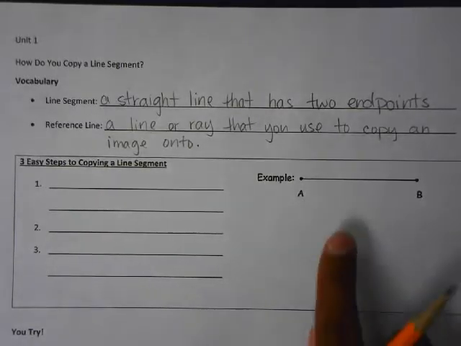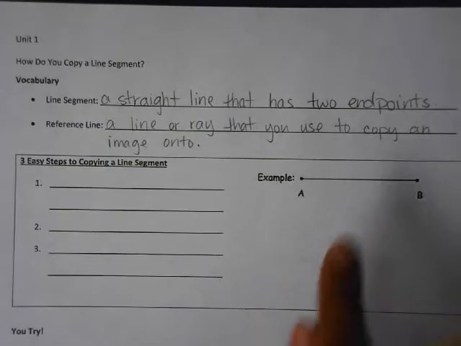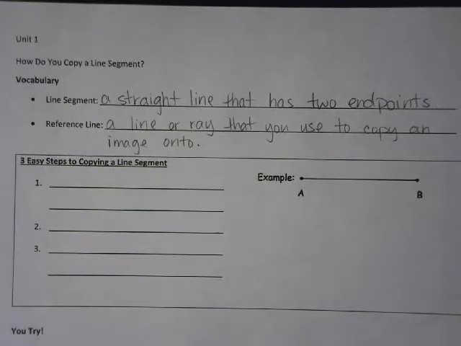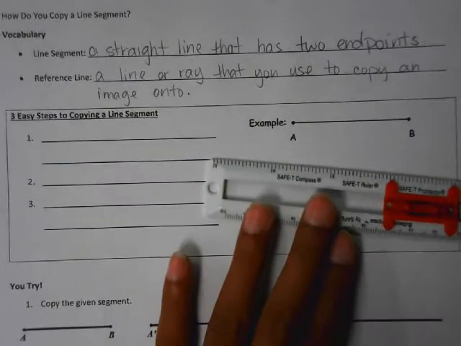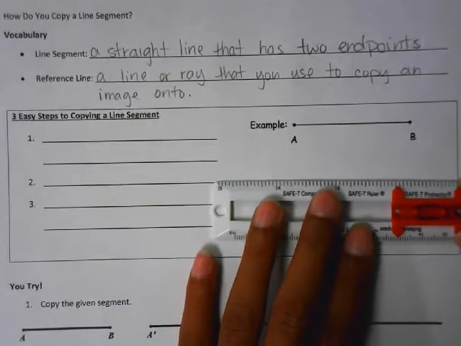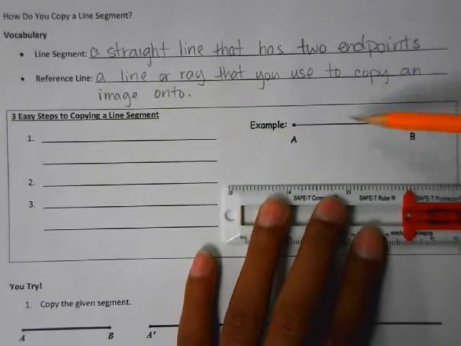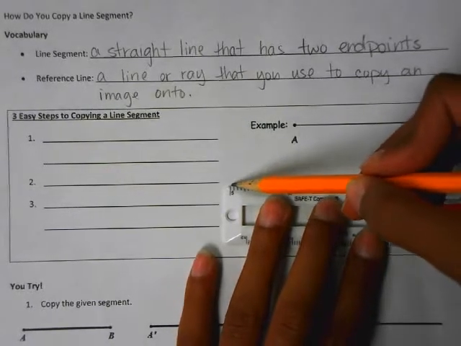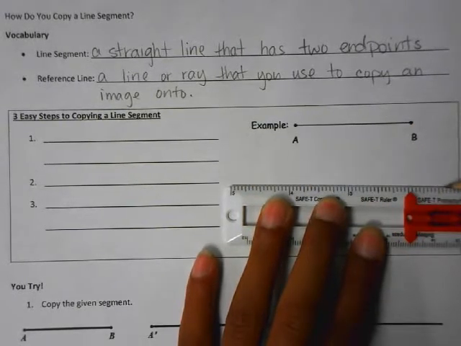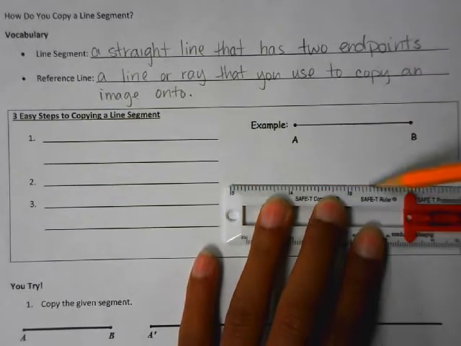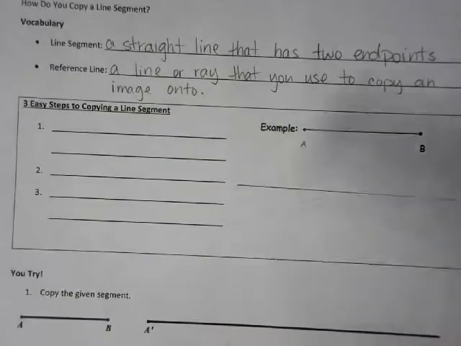Alright, so we want to copy line segment AB. Okay, we want to copy line segment AB. Now, in order to copy line segment AB, we're going to need to draw a reference line. And that reference line needs to be longer than AB is. So we're just going to take our compass and draw a reference line, and it has to be longer than AB. Doesn't matter how long it is, it just has to be longer than this line segment. So I'm just going to draw one, and it only has to be longer than AB.